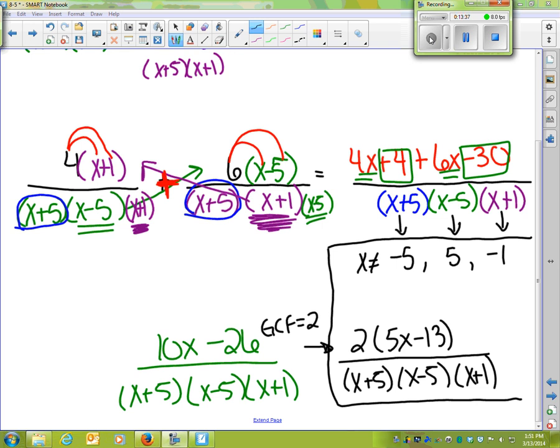That concludes part 1, where we are adding rational expressions. In part 2, we're going to subtract. In part 3, we're going to work with complex fractions.